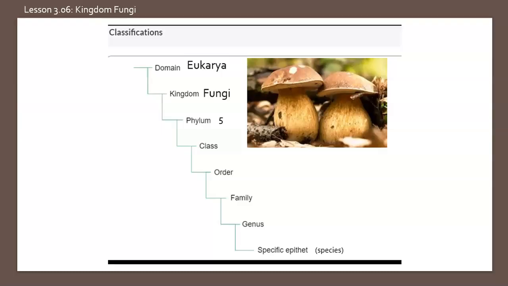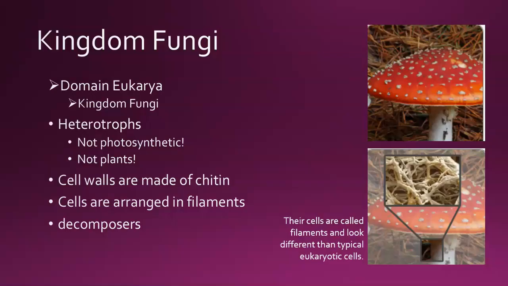So again, just to look at that a little bit differently, you can see that we are in the eukarya domain, in the fungus kingdom, kingdom fungi, and interestingly enough, there are only 5 phyla in the kingdom fungi. So 5 fungal phyla within the fungal kingdom, which is in the eukarya domain. So what do I want to tell you about fungi? The definition of fungi is that they are organisms that have cell walls made of chitin.